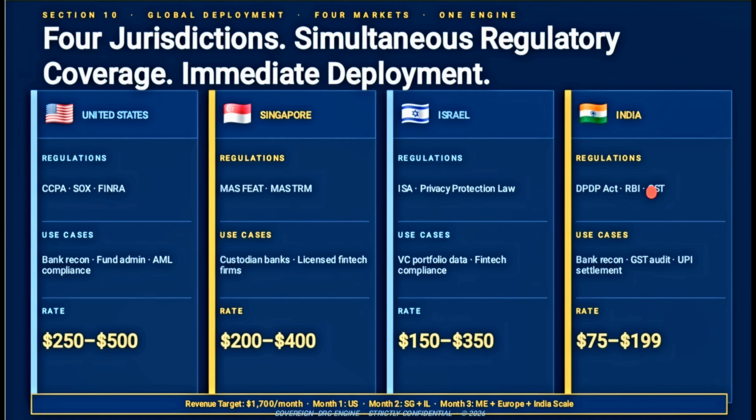Four markets. One engine. United States, CCPA, SOX, $250 to $500. Singapore, MAS FEAT, $200 to $400. Israel, ISA, $150 to $350. India, DPDP, RBI, $75 to $199. Revenue target, $1,700 per month.